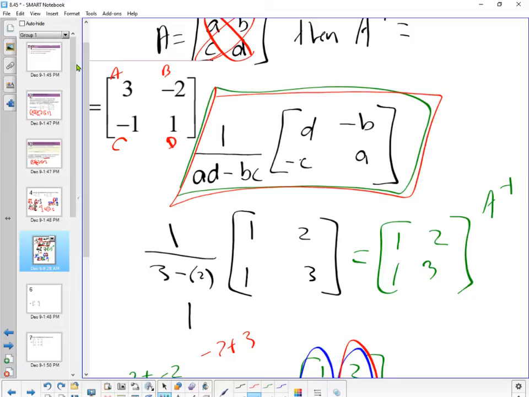If it were half as much, then everything would be half as much. So you multiply it by a half.